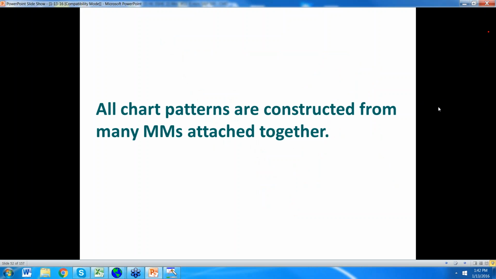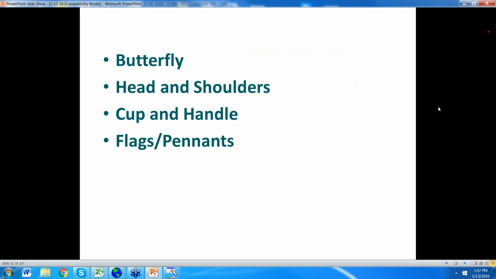Let's talk about how all chart patterns are constructed. All patterns are constructed from many measure moves attached together. You're not going to get just one zigzag. You can get a whole bunch of them, right? If you know anything about Elliott wave, he talks about how there are 5 waves, right? A couple of zigging and zagging. When you do that, you will form several well-known patterns, such as the butterfly, the head and shoulders, the cup and handle, flags and pennants. Now, I like the butterfly the best, okay?